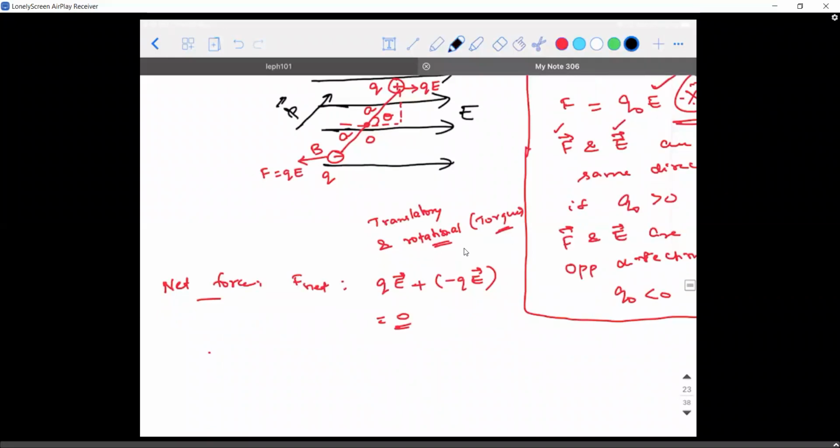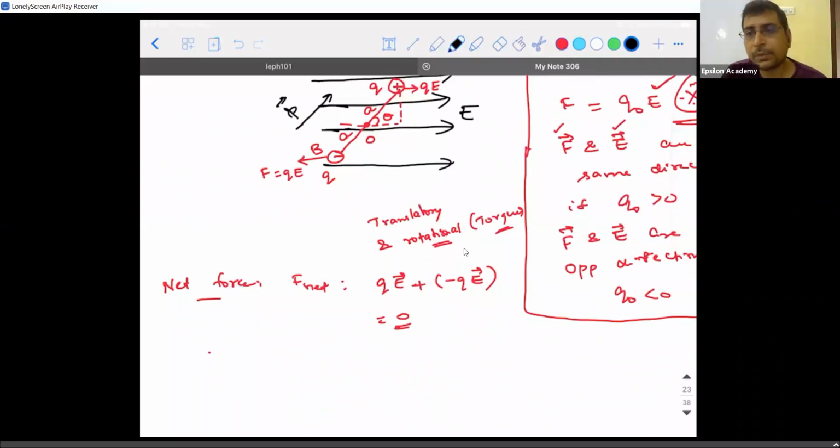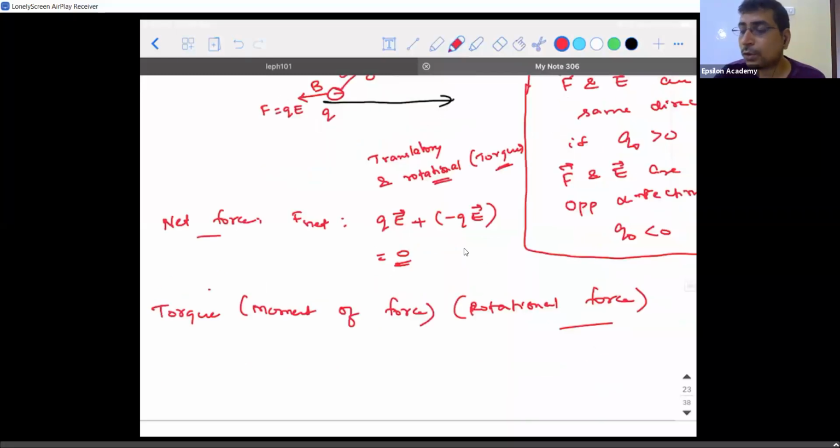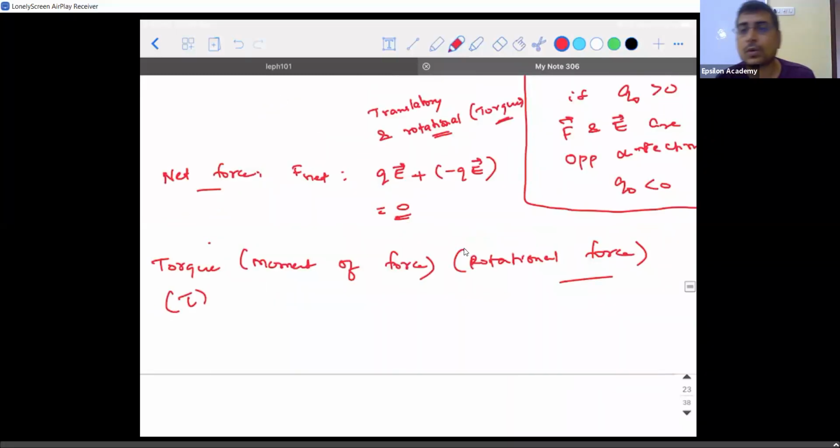Since I'm saying the net force acting on the system is 0, I'm trying to validate whether rotational motion is possible. If I have to speak about rotational motion, the important point I need to consider is whether there is an unbalanced torque acting on the system. So I will calculate the torque, also called moment of force or rotational force. Torque is represented by the symbol tau.